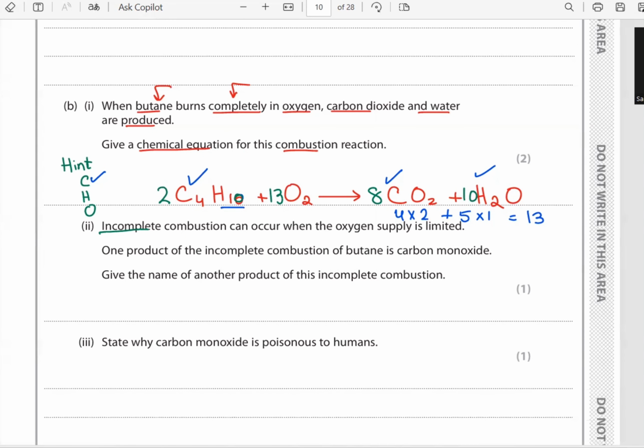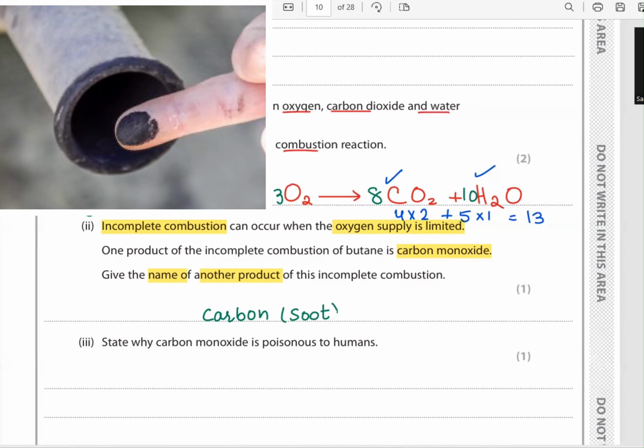Incomplete combustion can occur when the oxygen supply is limited. One product is carbon monoxide. Give the name of another product. You know, the second product can be carbon, which is called soot, a blackish substance.